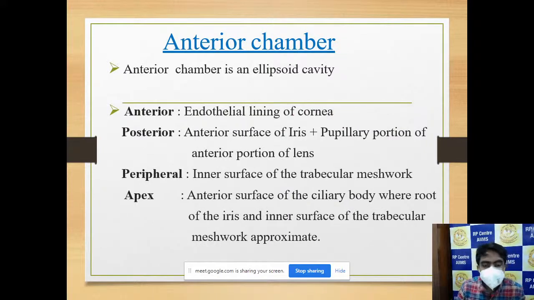Coming to the anterior chamber, it is an ellipsoid cavity which is lined anteriorly by the endothelial lining, posteriorly by the anterior surface of the iris and the pupillary portion of the anterior surface of the lens. Peripherally it is bounded by the inner surface of the trabecular meshwork, and the apex is formed by the anterior surface of the ciliary body, where the root of the iris and the inner surface of the trabecular meshwork meet.